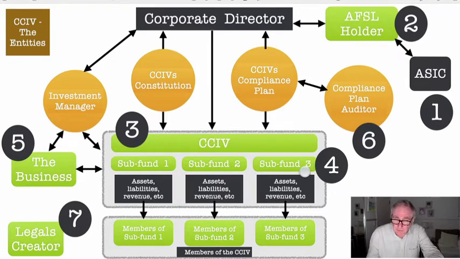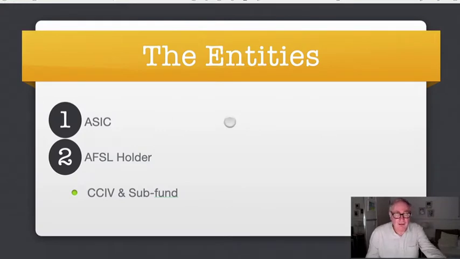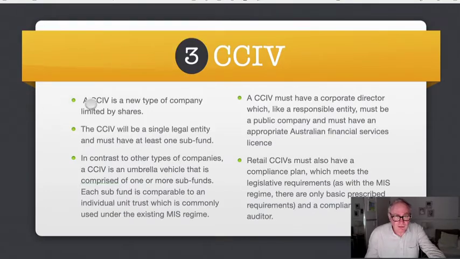And then we've got each of the sub-funds, which can have, although not a legal entity, they do have their own ABN number. Then we've got the actual business that is using the funds invested, a compliance plan auditor, and then we've got somebody that creates the legals. So let's look through this. Now, ASIC, of course, we know, and the AFSL holder is the licensed entity. But then we can go to the CCIV.